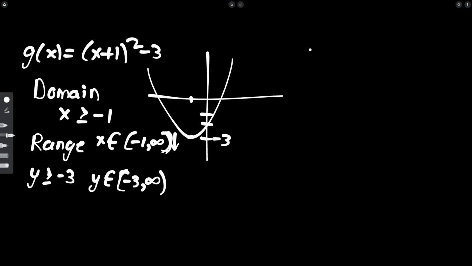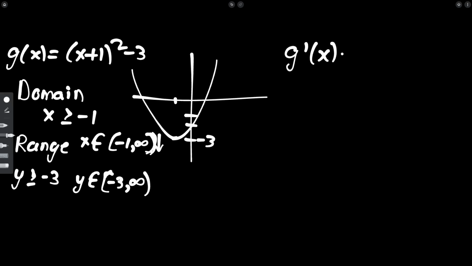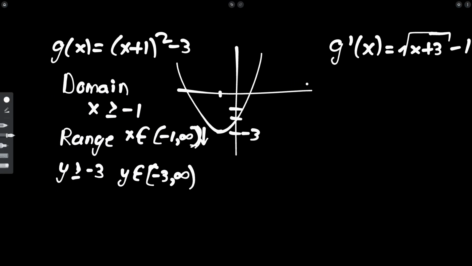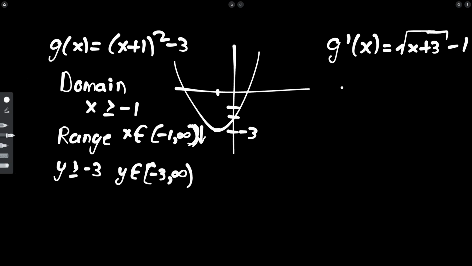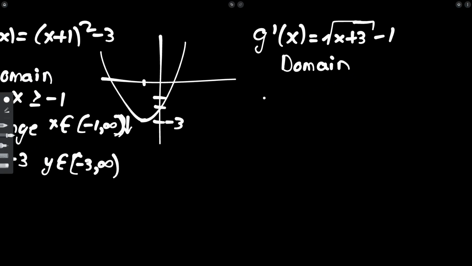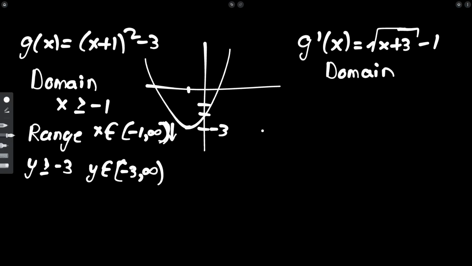All right, now for g prime of x, we have the square root of x plus 3 minus 1. And one thing to note is that the range of the original becomes the domain of the inverse, and the domain of the original becomes the range of the inverse. I think I repeated myself twice. It's fine, you get the point. So now our domain, as we know it, is the range here. So that would be x greater than or equal to -3. And our range here is the domain of our original, which is y is greater than or equal to -1.